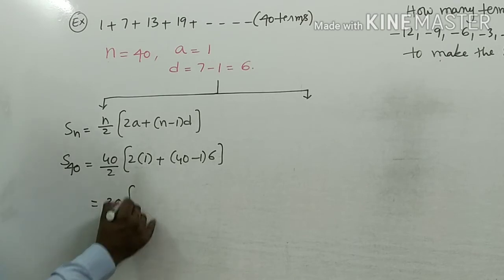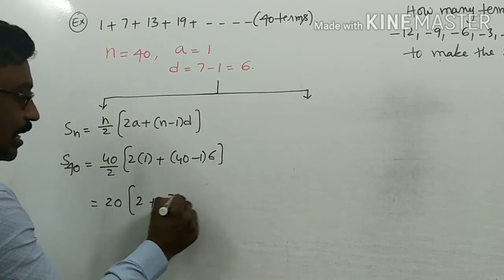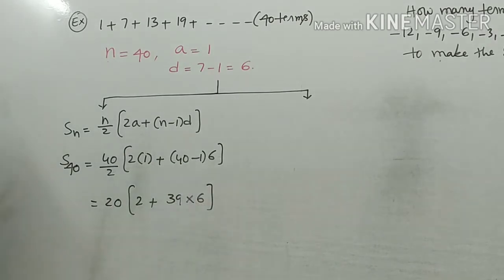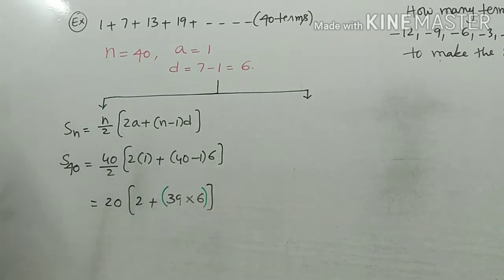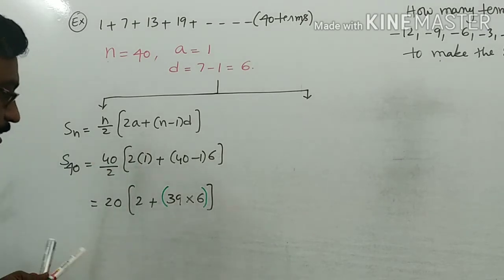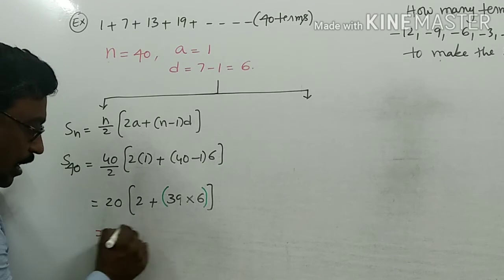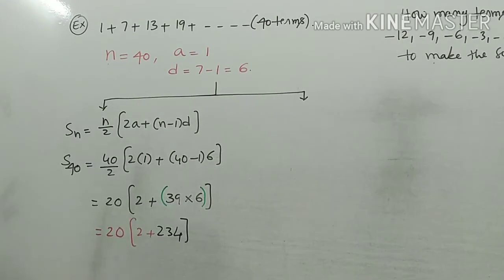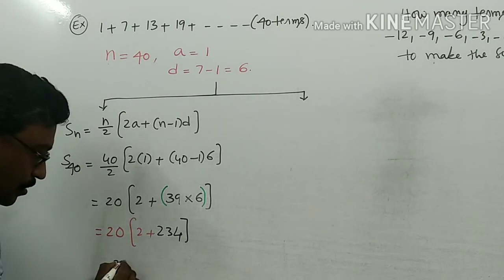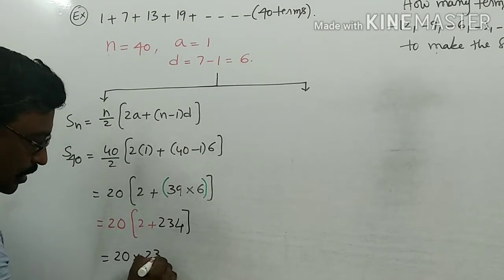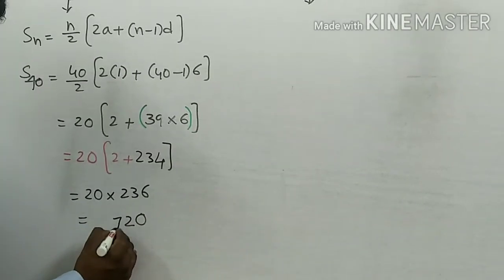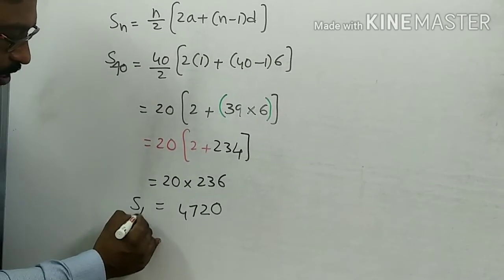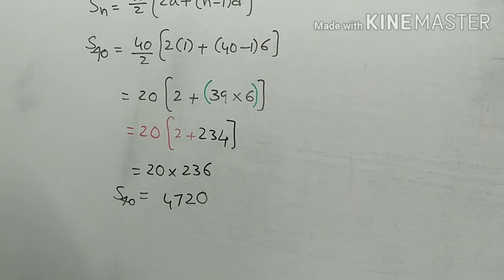So 40 by 2 is 20, into 2 plus 39 into 6. You have to multiply first, 39 into 6. Then only you should add 2. Multiplication first, then only the addition. So 39 into 6, 2 6s are 12, 3 6s are 18, plus 1 is 234, plus 2 is 236. Then 20 into 236: 0, 2 6s are 12, 2 3s are 6 plus 1 is 7, 4. So sum of 40 terms is equal to 4720.